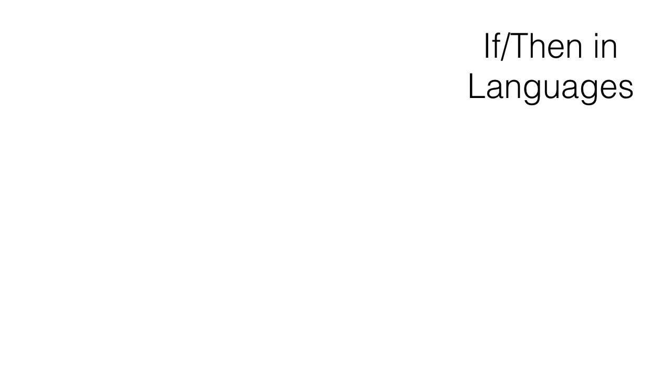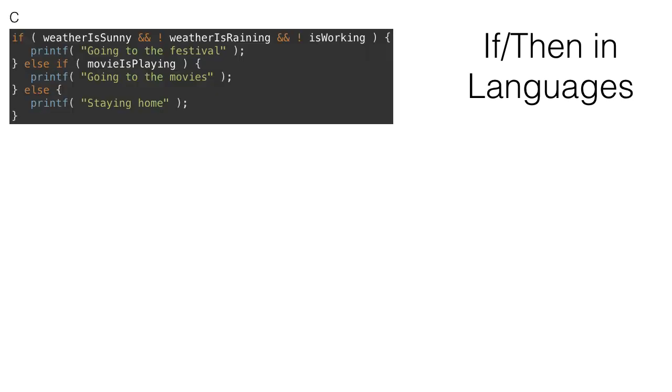So let's take a look at it in other languages. So this is the if-then in languages. Ready? This is C. Now notice I just put together some variable names that will help us out. I've got weather is sunny and weather is raining, and I put it as a not, and is working is also a not. So therefore, this would equate, if it's not raining, I'm not working, and it is sunny, that would be true, and I'm going to go to the festival. And I've got movie is playing, and you can see how this looks.